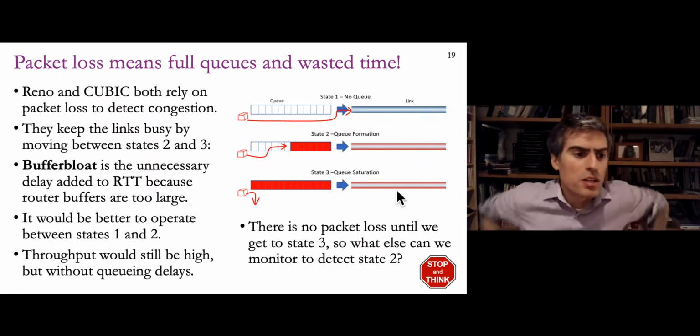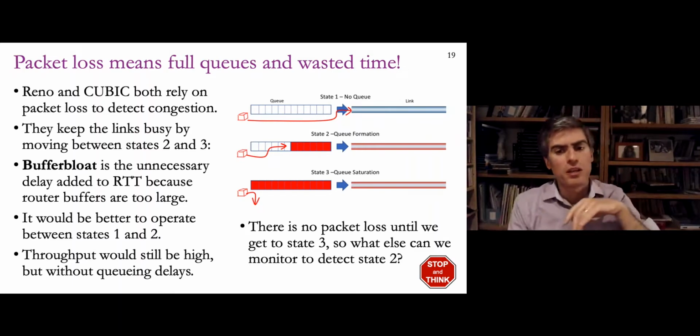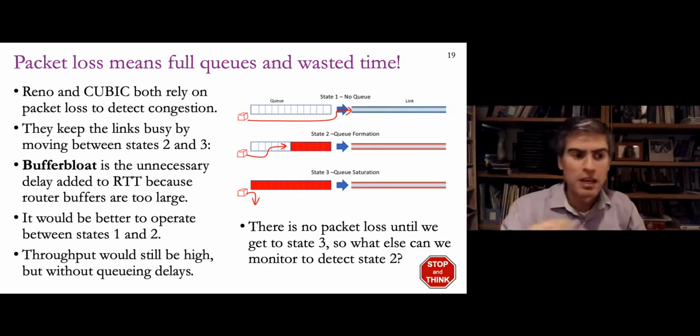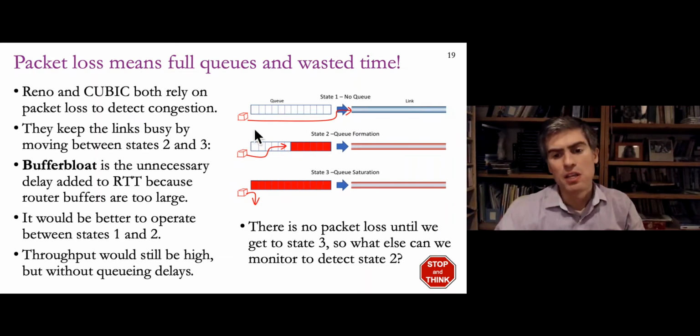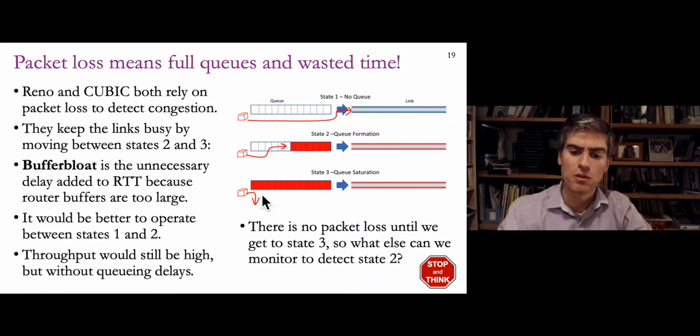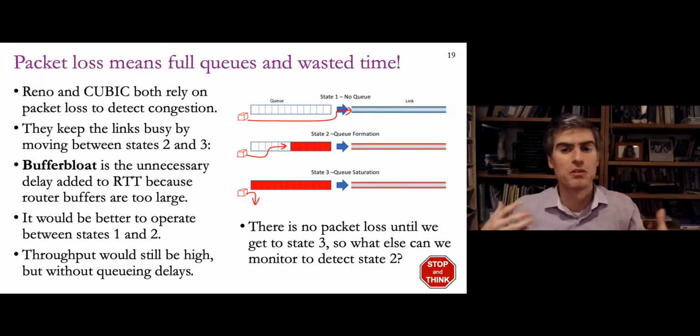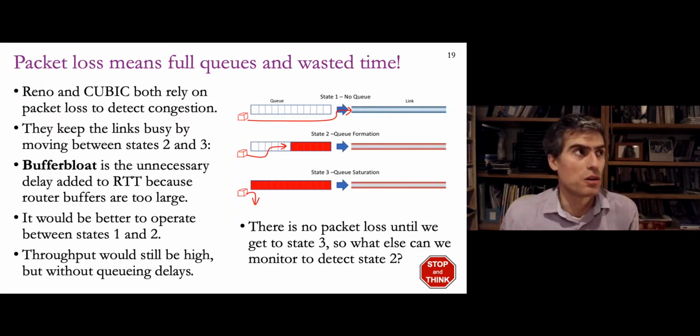So if you think about both Reno and the CUBIC that I mentioned, regardless of how quickly you're growing or shrinking, if you're relying on packet loss to detect congestion, then you're pushing the network to state 3. It is only when you get to state 3, where both the link is saturated and the queues are full, that you slow down, because then you notice there are packet losses. And we said before that packet losses were the only thing we could notice, and the only thing we could use to control our pace.